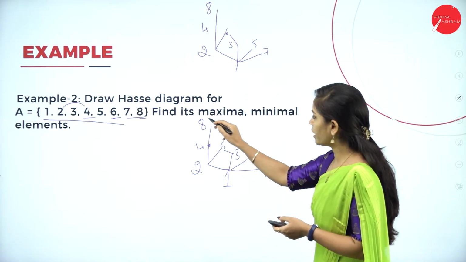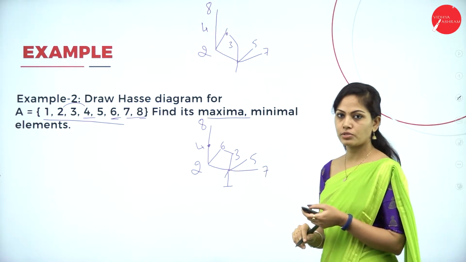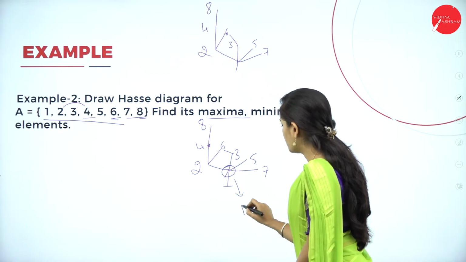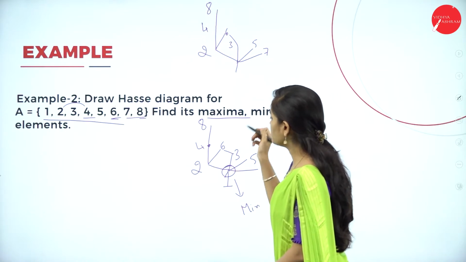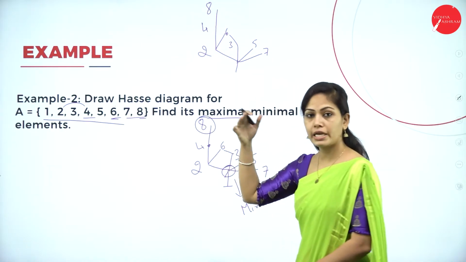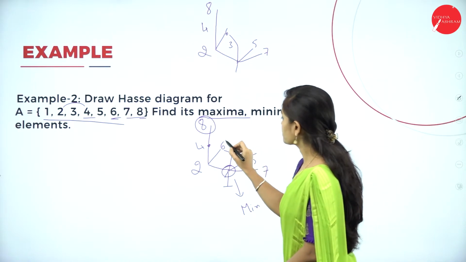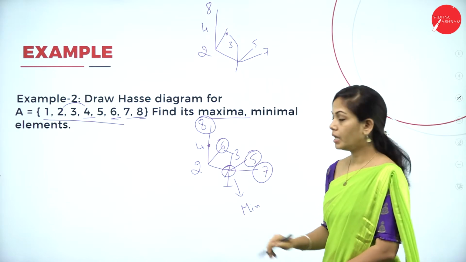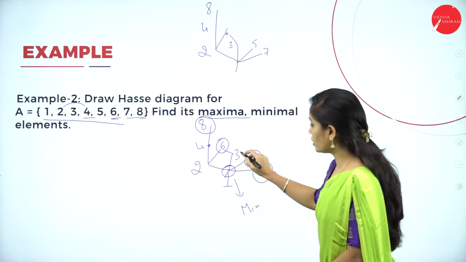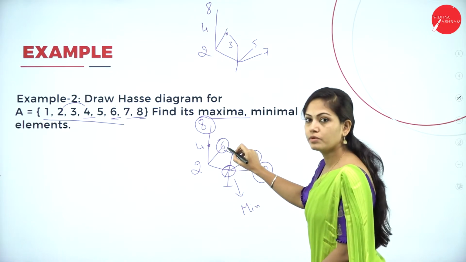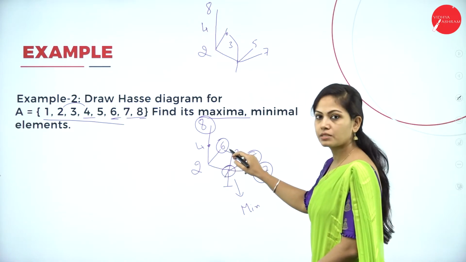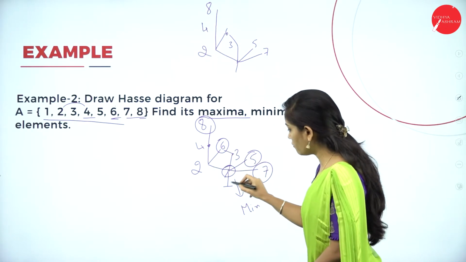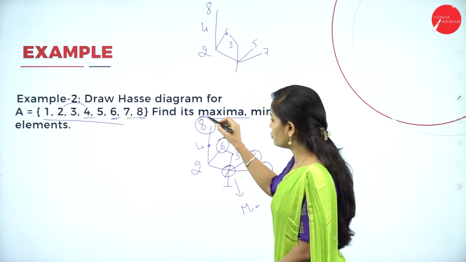So now we have to find the maximal and minimal element also. The minimal element is 1, and the maximal element is 8. It is not related to any other value. 3 is not a maximal value because 3 is related to 6. 2 is related to 6. 1 is related to 2, but 2 is not related to 1. So the minimal value is 1.